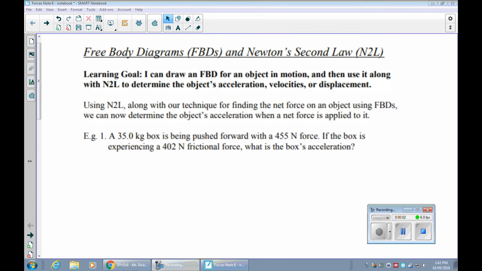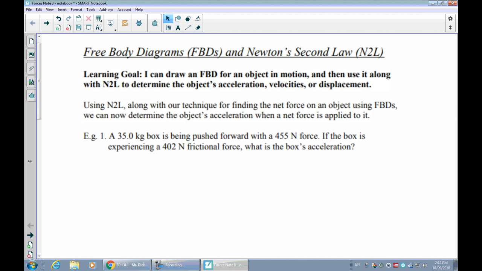We've now seen two really important relationships related to net force. The first is that the net force can be calculated by looking at all of the different forces acting on an object. And typically with that, we would draw an FBD, a free body diagram, to understand all of those different forces, and that helped us to find the total force that way.